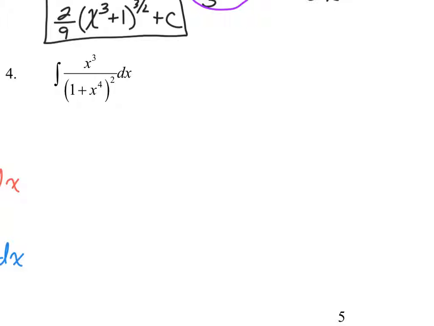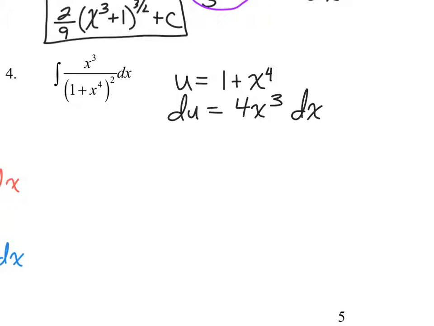All right, so the u, 1 plus x to the 4th. The reason I selected 1 plus x to the 4th is because that's only a constant multiplier away from being x to the 3rd. And that'll help us cancel out the other part of the integral. So du would be equal to 4x cubed dx, making x cubed dx, which is the thing that we're trying to cancel, equal to 1/4 du.